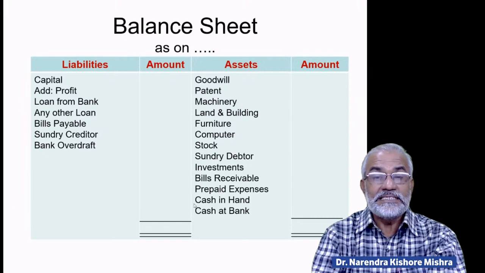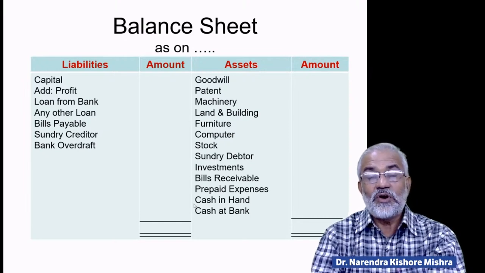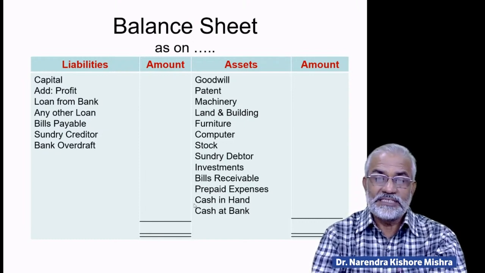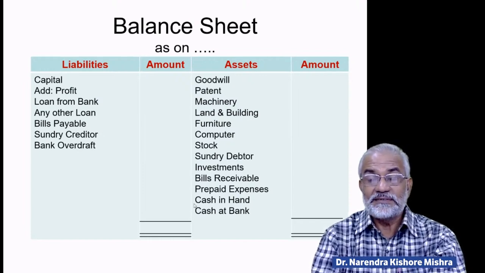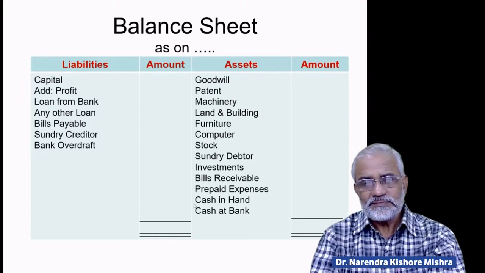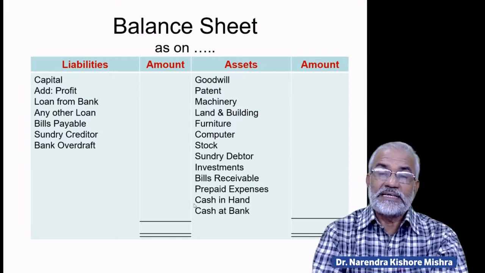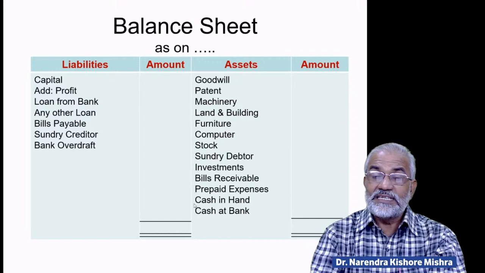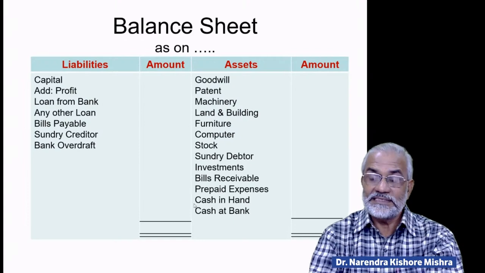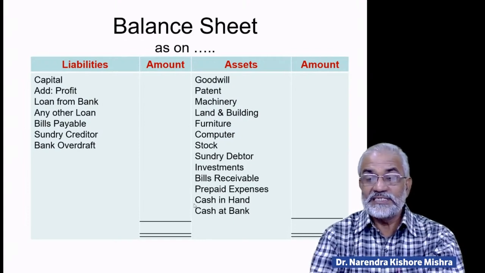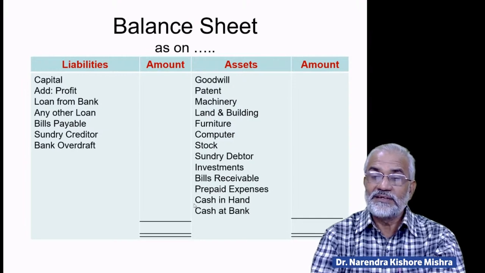Machinery would come under tangible fixed assets. Land and building would come under tangible fixed assets, and moreover, it is immovable also. It is not movable. Machinery is a movable asset, but land and building is an immovable asset. But both of them are tangible in nature. Next item is furniture. Furniture is also a tangible fixed asset. Tangible fixed assets are those which can be seen, which can be touched, which have physical existence. So furniture obviously satisfies all the criteria of a tangible asset. So it is a tangible fixed asset.